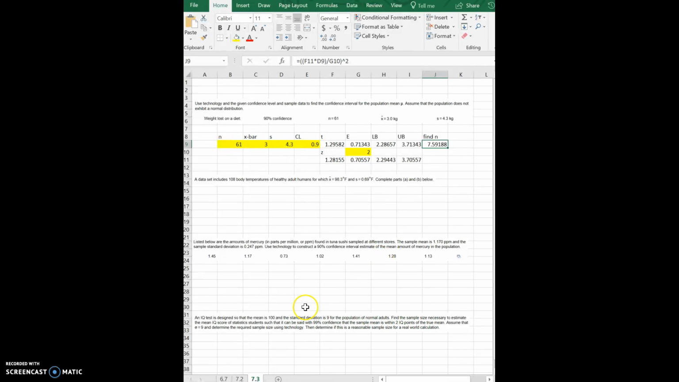You can just do the problems. I have some in here if you want to try some other ones. So it's up to you. If not, there you go. That's how you do your confidence intervals with normal distributions.